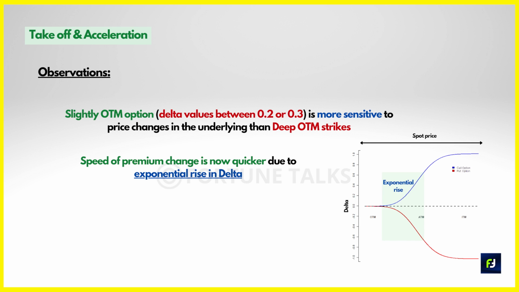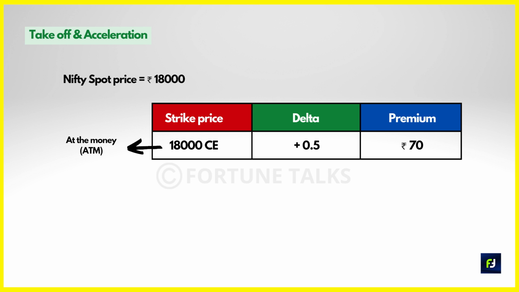But does this mean that we have to stick with buying slight out of the money options as an option buyer? Well, we are not quite there yet to answer the question. Let us take this a step forward and see how an at the money option, that is 18,000 call option in this case, which has a delta of around 0.5, would react to the same 100-point move in the underlying price, which moves from 18,000 to 18,100.